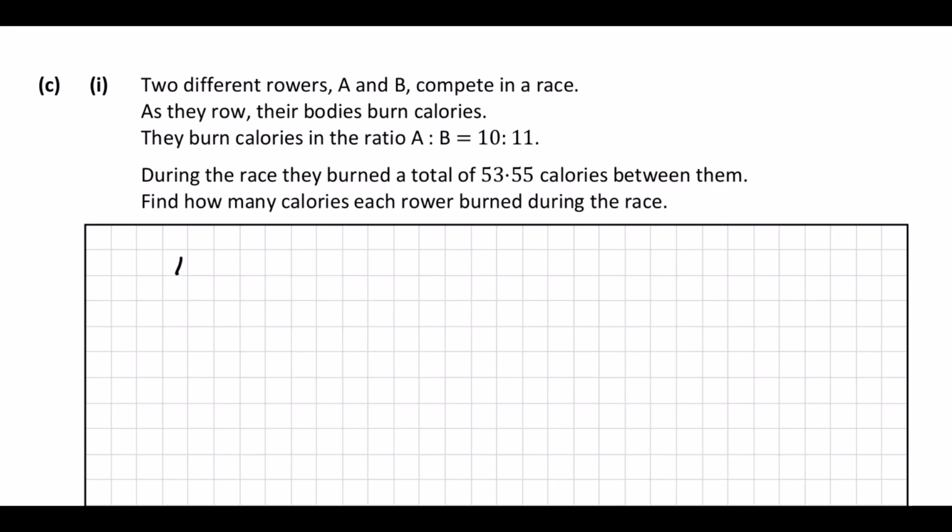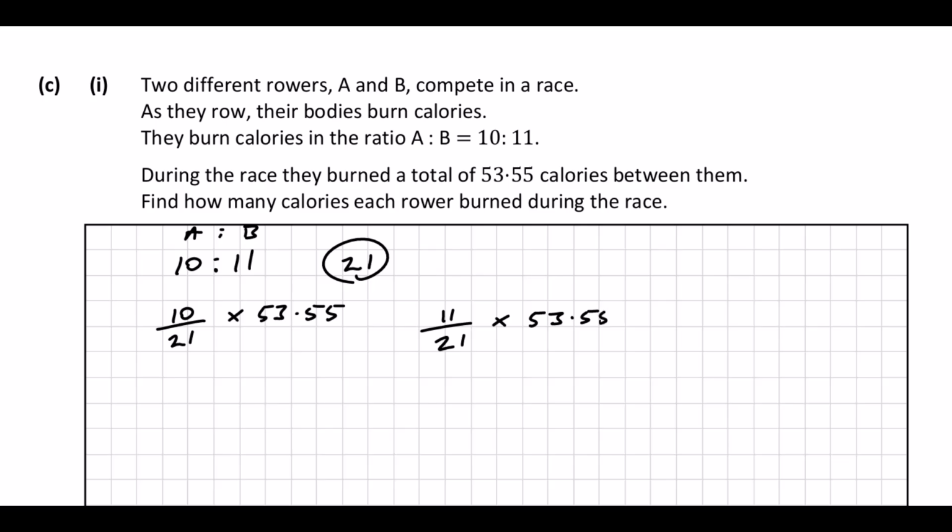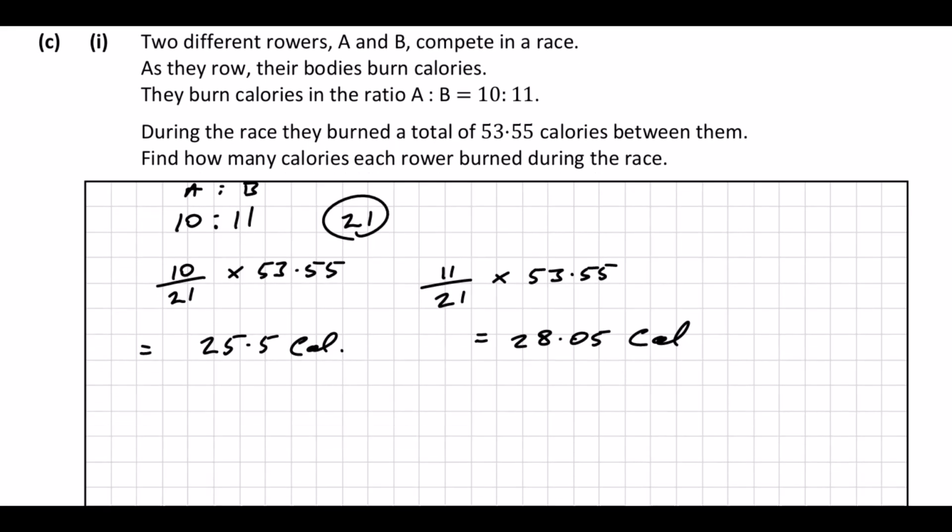So the ratio that we've got is 10 is to 11, and that's A is to B. The way you work ratios here is you add these two, so 10 and 11 gives us 21. In other words, we need 10 out of 21 of the total number of calories burnt, which was 53.55, and we need 11 out of 21 times 53.55. So in both cases you will get 25.5 calories and 28.05. So rower A burnt 25.5 calories and rower B burnt 28.05 calories. And that's it for part C1.